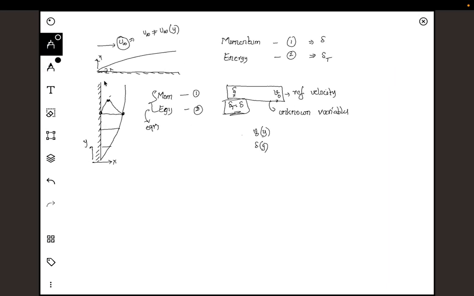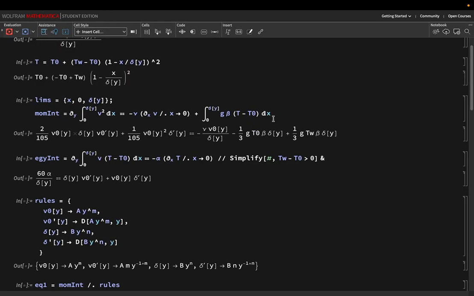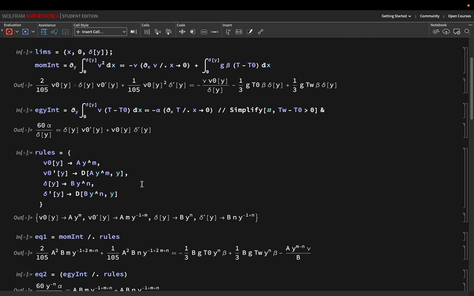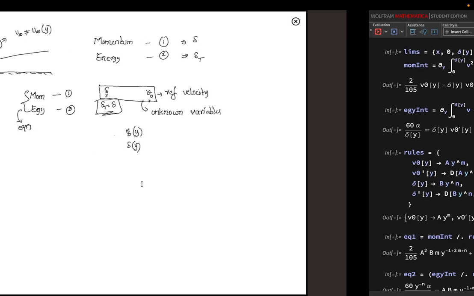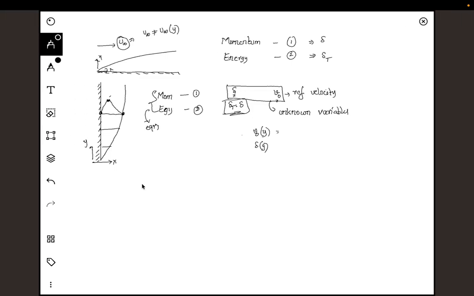the direction in which the boundary layer is growing, so that would be the direction I would be integrating. That would be my integration variable, right? So once we do the integration, this is the final equation in terms of delta and V naught. Similarly, for the energy equation I would do the same, and I'll get it in terms of V0 and delta. Now what we have to do is assume certain profiles for it. So we'll assume that V0 is a function of y and delta is also a function of y.